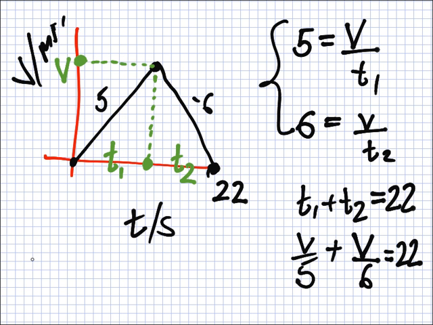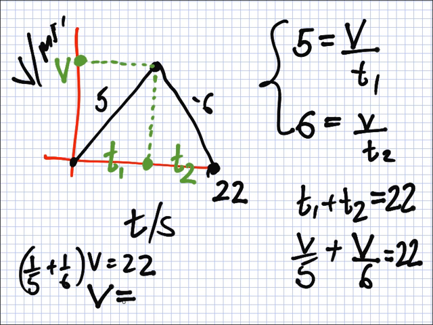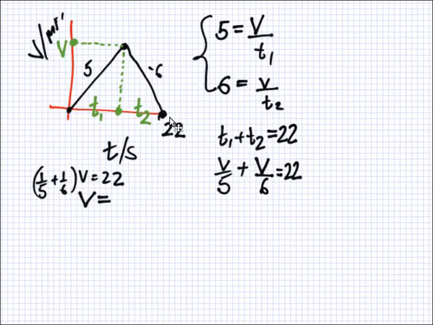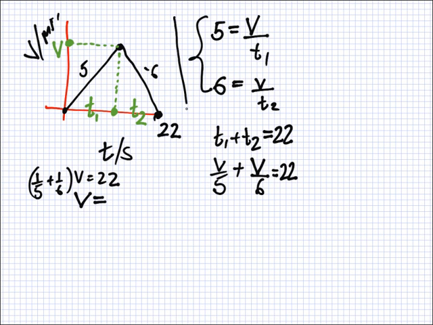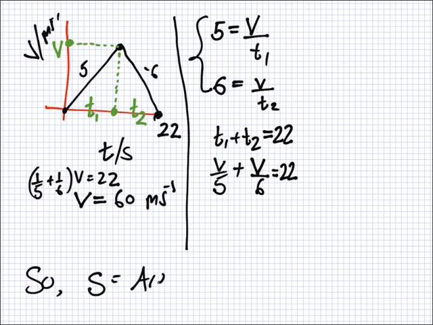So you have 1/5 plus 1/6 times V equals 22. So can someone calculate, please, what V is? What is it? 60 exactly, meters per second. So the S, which equals the area, which will equal half the base times the height.